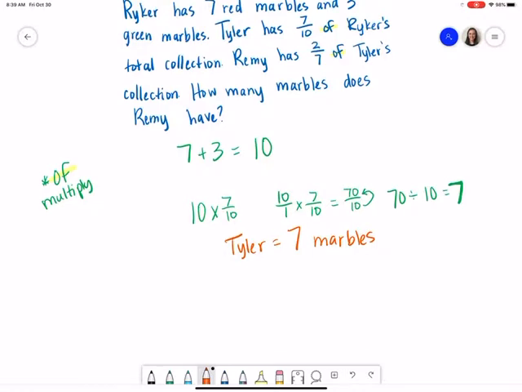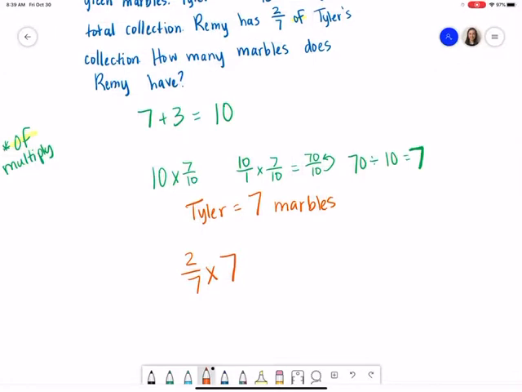All right, here's the last question. Remy has 2/7 of Tyler's collection. So what is the number sentence we're going to set up? Hopefully you said 2/7 of, so that means multiplication of 7. We're going to do the same thing. So we're going to do 2/7 times 7 over 1. Multiply across the top, multiply across the bottom. 2 times 7 is 14 over 7.